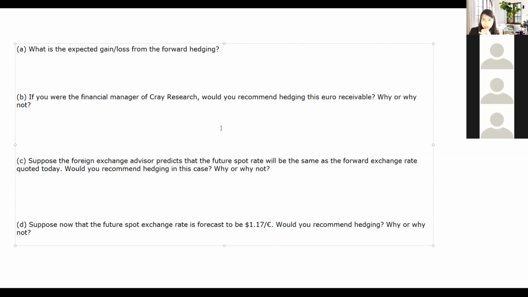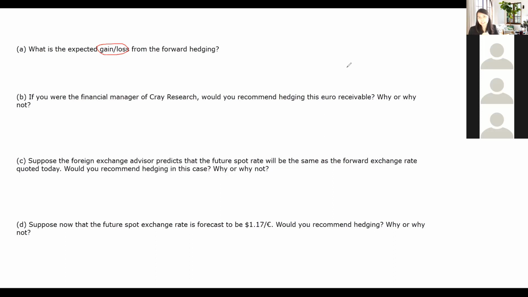So if I have an account receivable and I'm worried about exchange rate risk on this position, do you want to enter into a short or a long forward contract? I think if we go with forward hedging in case of the first question, it would be a loss for us, I guess. And why?